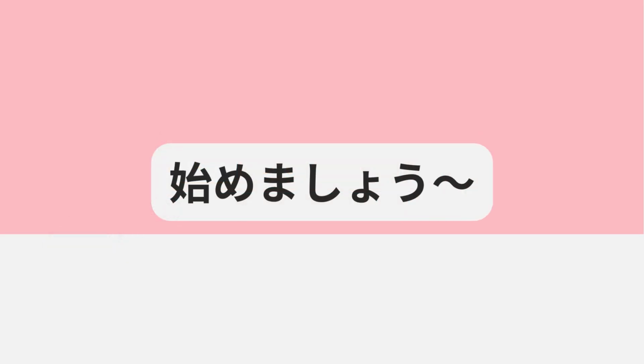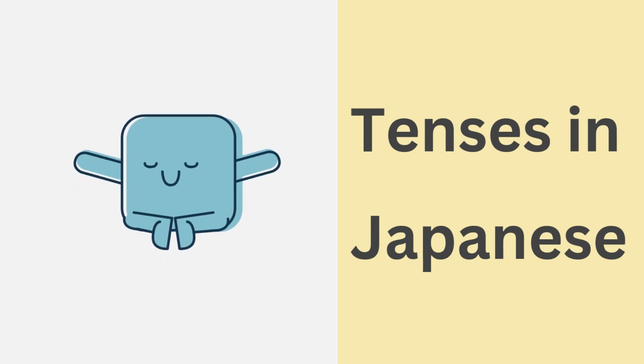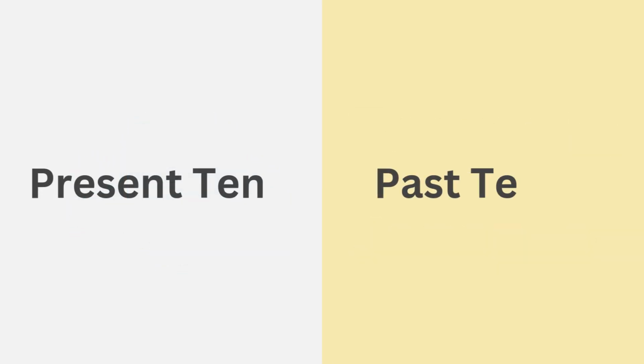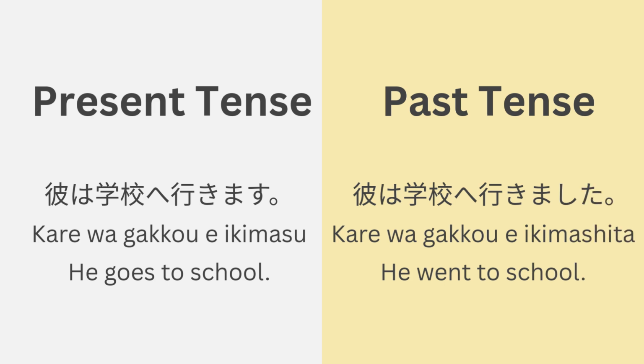Let's begin today's lesson. 今日のビデオを始めましょう。There are only two tenses in the Japanese language, present tense and past tense. For an example, 彼は学校へ行きます。He goes to school. This is the present tense, and the past tense becomes 彼は学校へ行きました。He went to school.